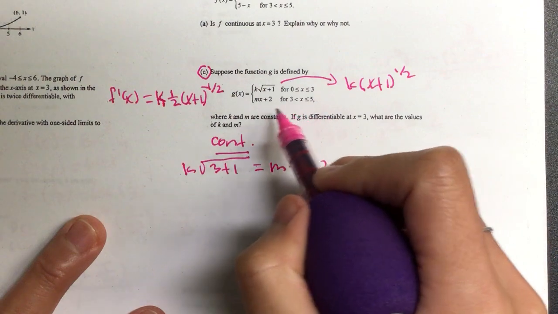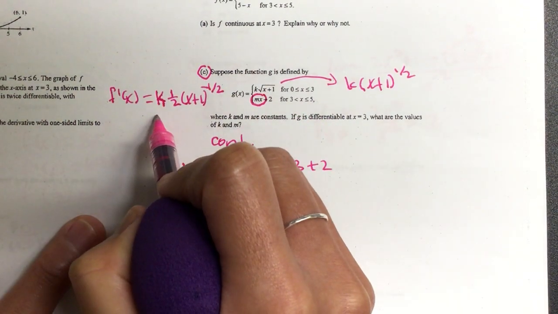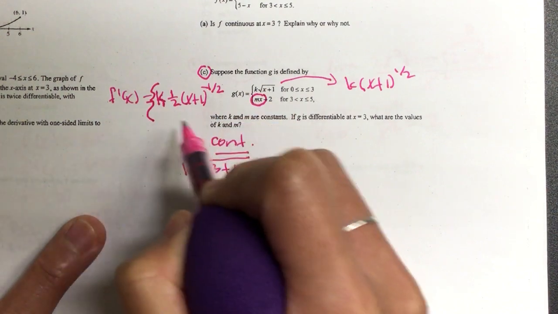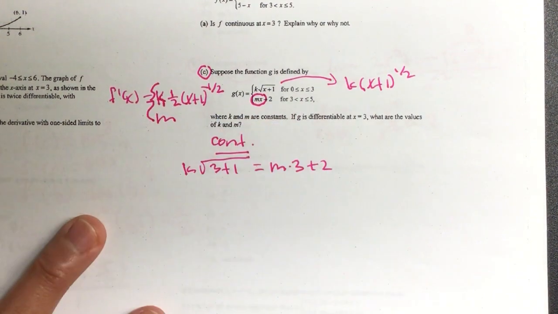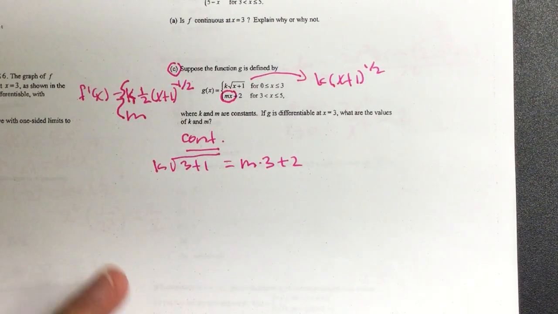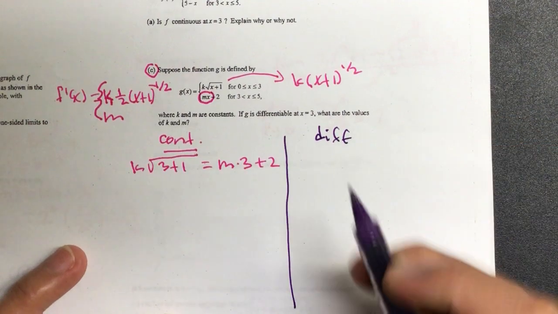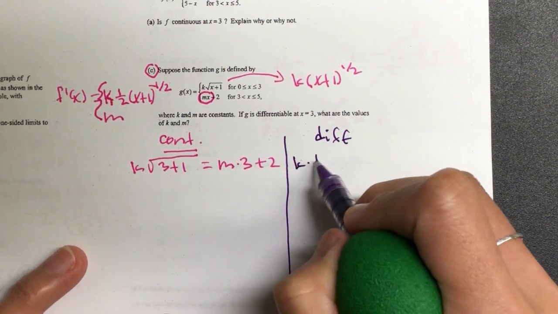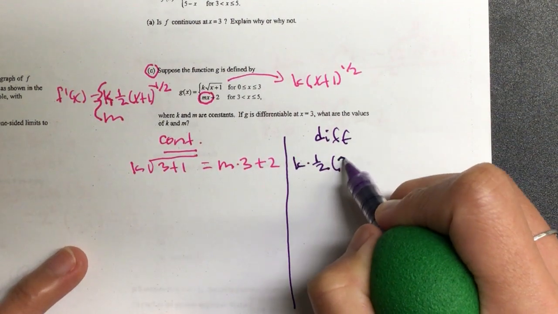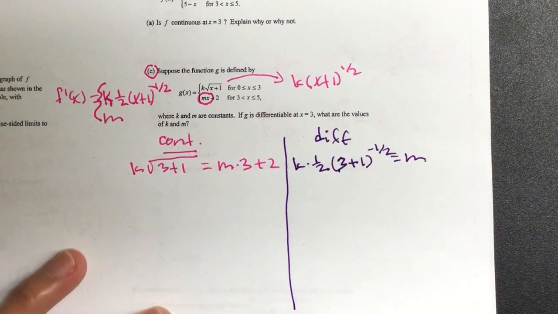Okay? The bottom one, when I take the derivative of some constant times x, it is the constant by itself. So we have our m. Because it is differentiable, we know those two are also equivalent. So let's write that over to the side. It is differentiable, so I have k times 1/2. It is at 3, so plug in 3 for x, and that is equal to m.